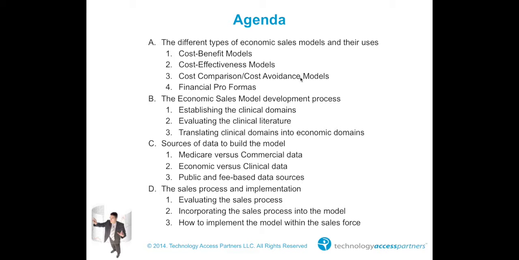So a process, and we have 6 steps for developing and implementing models. So we're going to go through the 6 steps of establishing clinical domains, evaluating the clinical literature to support the modeling process, then translating those clinical domains or clinical data into economic data. And we're going to talk about sources of data to build the model, and there are many, many sources. So we're going to focus on a few newer ones, and then some you might be familiar with, which are really great sources of free data. And then we'll talk about the difference between economic, clinical, Medicare versus commercial data, and then some public versus fee-based or free versus fee-based data sources.